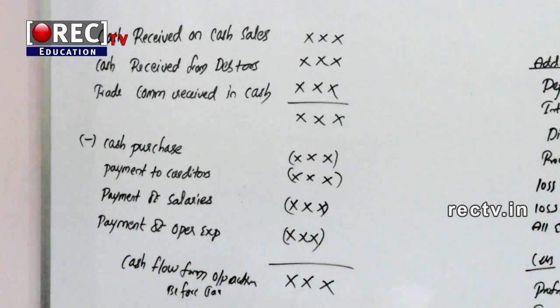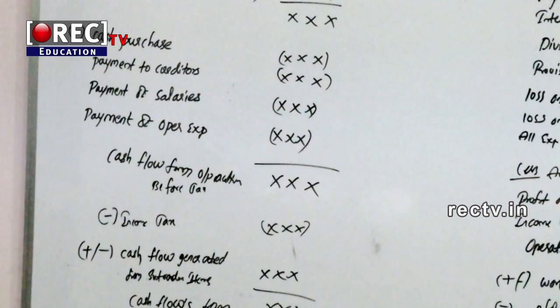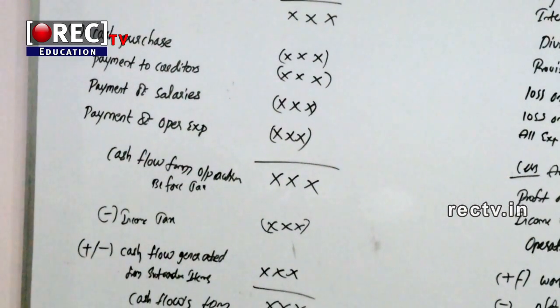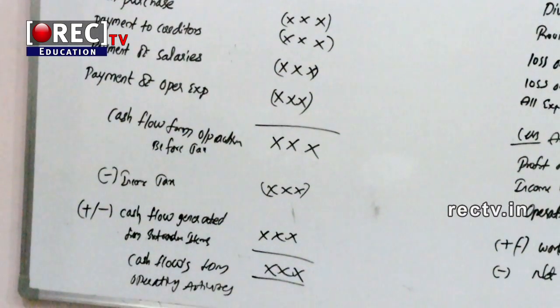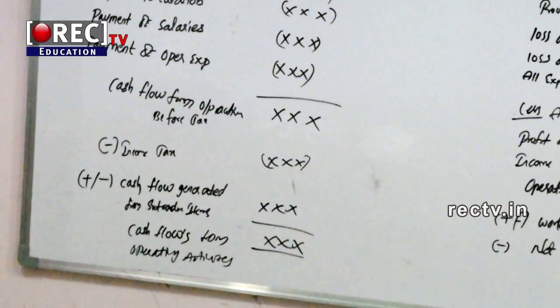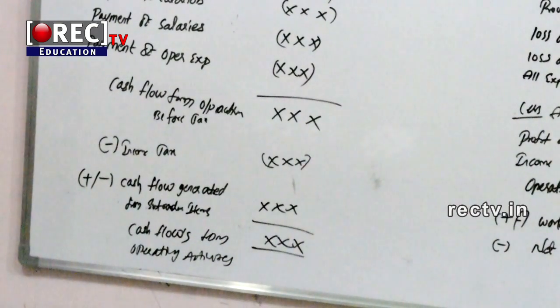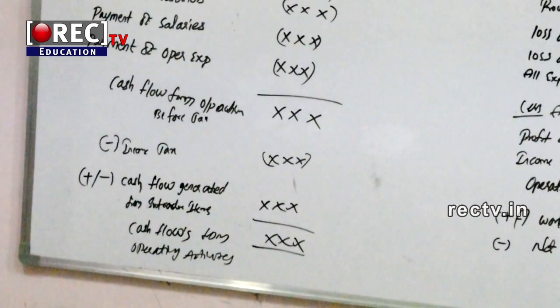trade commission received in cash, and what we should deduct, that is cash purchases, payment to creditors, payment of salaries, and payment of operating expenses. So we arrive at cash flow from operating activities before tax. After that you should pay tax, that is, we deduct it. So after that you arrive at cash flow from operating activities after tax.